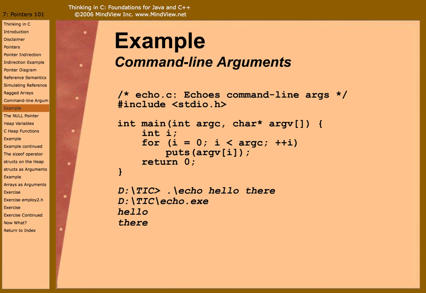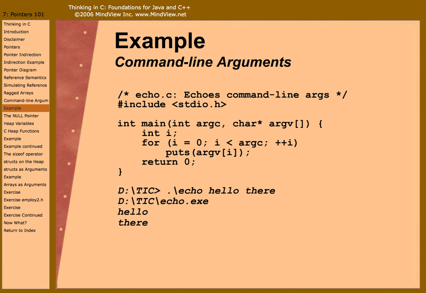So I'll have a for loop, which goes from 0 up through but not including argc. Argc is the number of arguments. I guess I forgot to make that clear on the previous slide, but it stands for argument count. Argv stands for argument vector. And for each of those, I will just send them as an argument to puts. Puts prints out strings. And so argv sub i is a string.